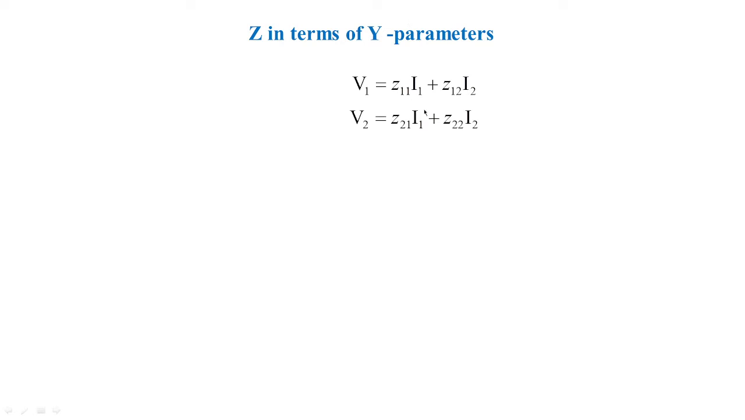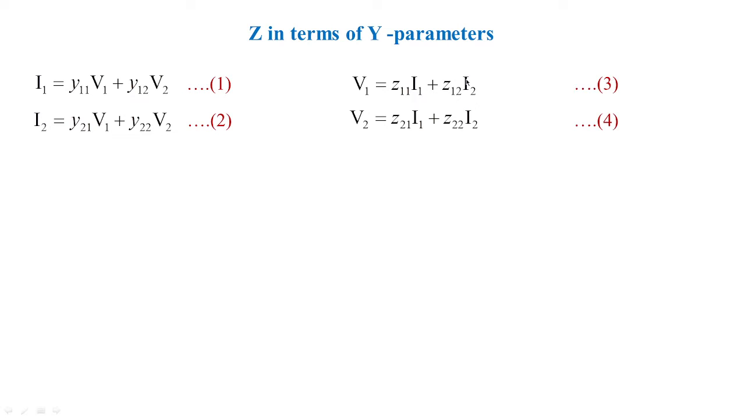For that, we have to concentrate first on impedance parameters. They are given by V1 is equal to Z11 I1 plus Z12 I2, and V2 is equal to Z21 I1 plus Z22 I2. And we have admittance parameters. Since we require Z parameters in terms of Y parameters, that is why I have taken admittance parameters also over here. So I1 is equal to Y11 V1 plus Y12 V2, and I2 is equal to Y21 V1 plus Y22 V2. Let me take these equations as 1 and 2 and these two equations as 3 and 4. So let us begin with the actual solution.